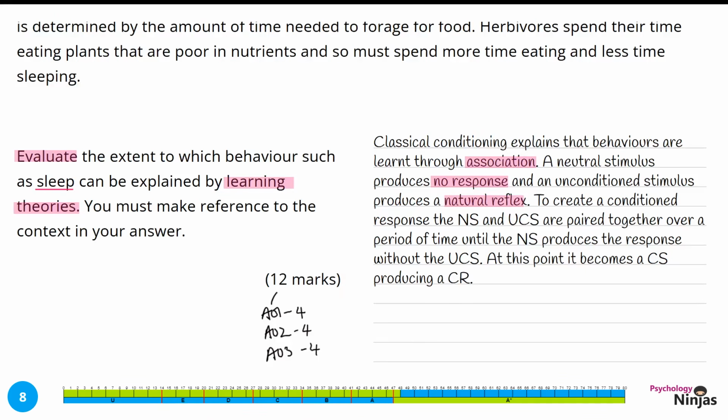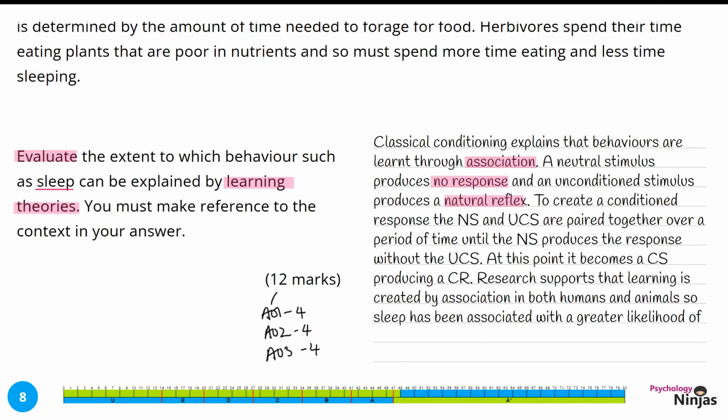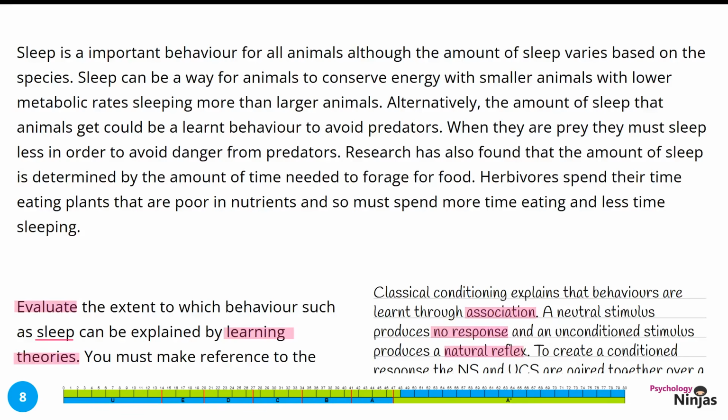We're then going to move through and look at application. Research supports that learning is created by association in both humans and animals, so sleep has been associated with a greater likelihood of being attacked by predators, and so prey sleep less. We've got a clear link into the stem here with sleep, and we've looked at the association between being attacked by predators, and so prey sleep less. We're going to tick this off in our stem in order to show a broad range of application and that we've already used this part of the stem in order to apply our knowledge.